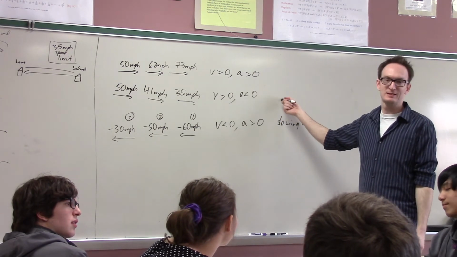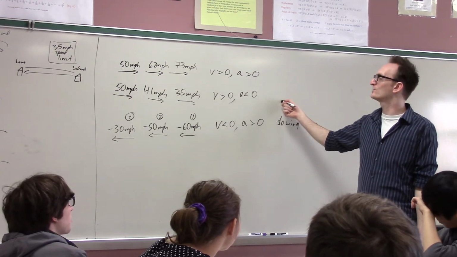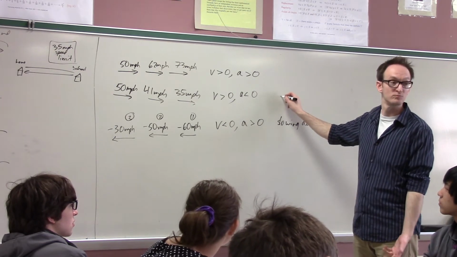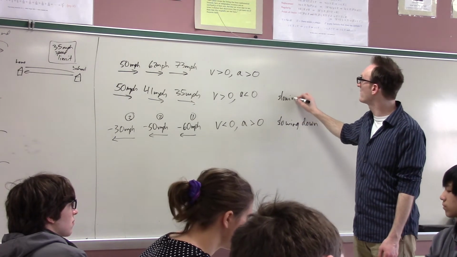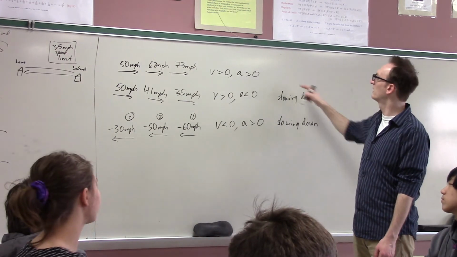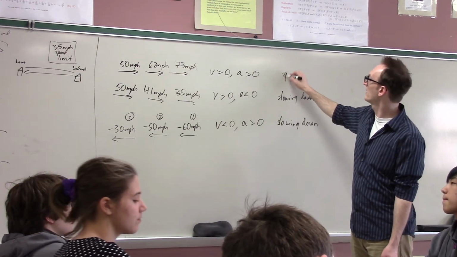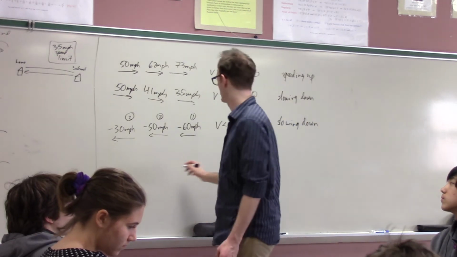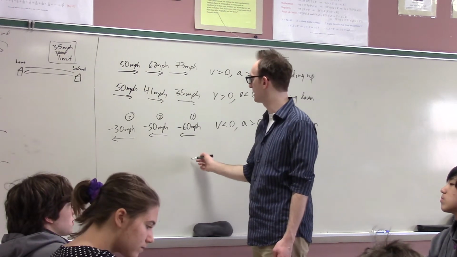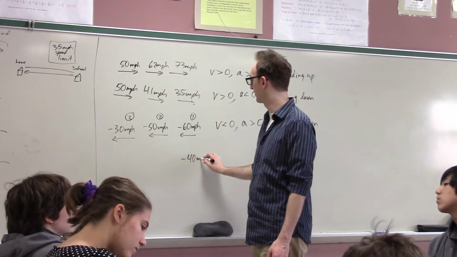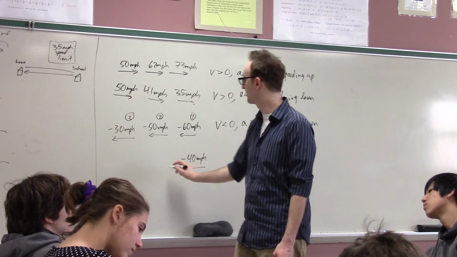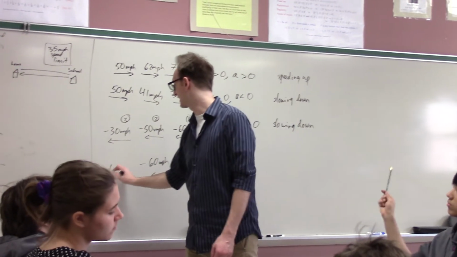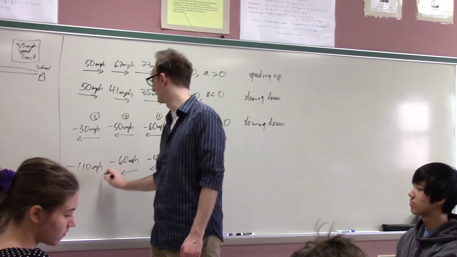Later. This one. Speeding up or slowing down? Slowing down. Yeah, slowing down, right? Here we are definitely slowing down. Here? Speeding up. Yeah, here we are definitely speeding up. And then the last one depicts the following scenario. I'm going negative 40 miles per hour, then I'm going negative 60 miles per hour, then I'm going negative 110 miles per hour.